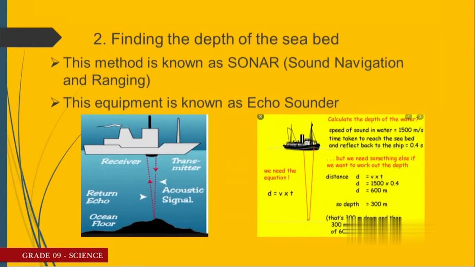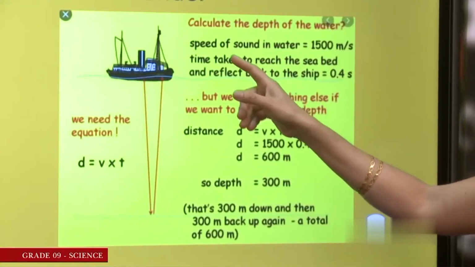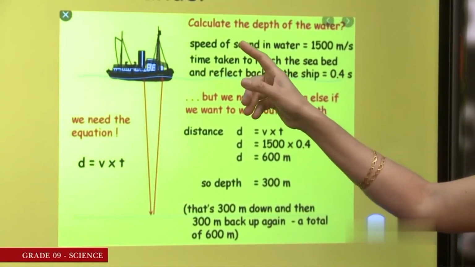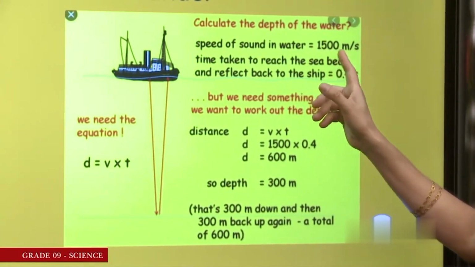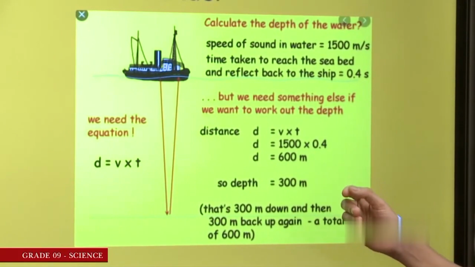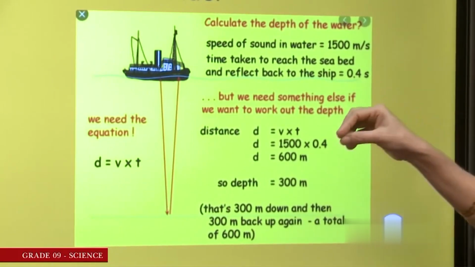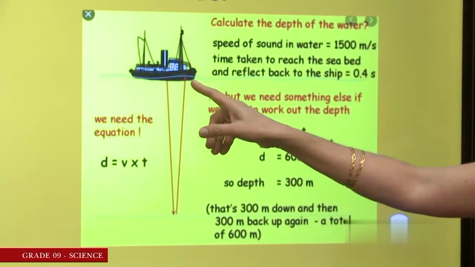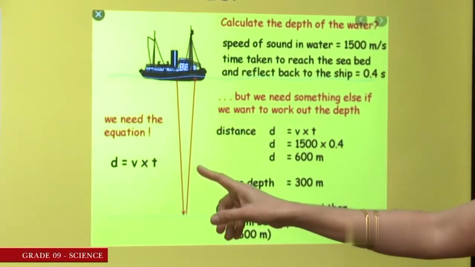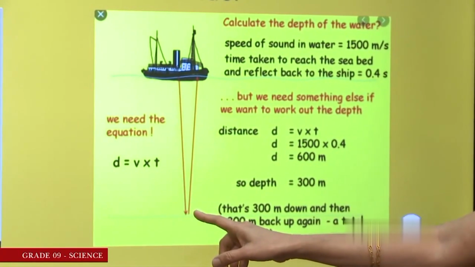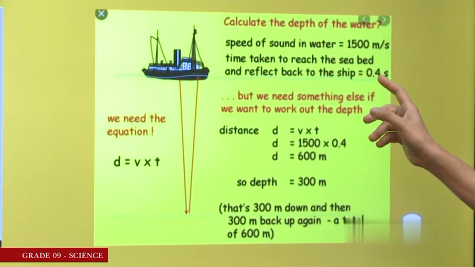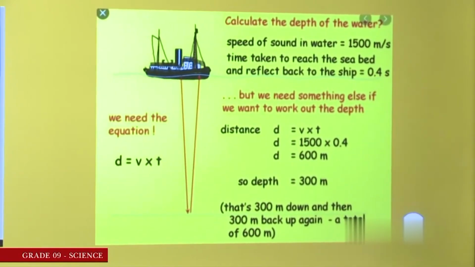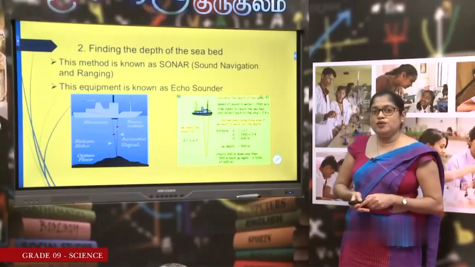For this calculation too, you need to know these values. As I told you, the speed of sound varies with the medium. So, speed of sound in water is 1500 meters per second, and time taken for the ultrasound wave to go from the bottom of the ship to the bottom of the sea and to reflect back to the ship is taken as 0.4 seconds.